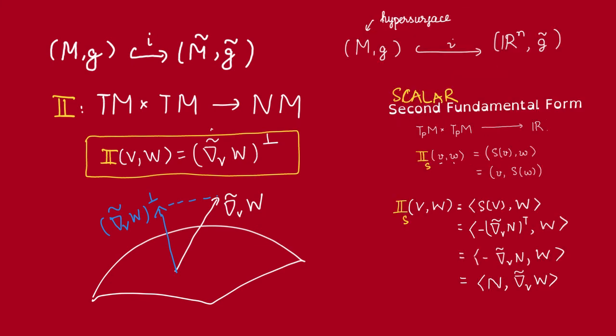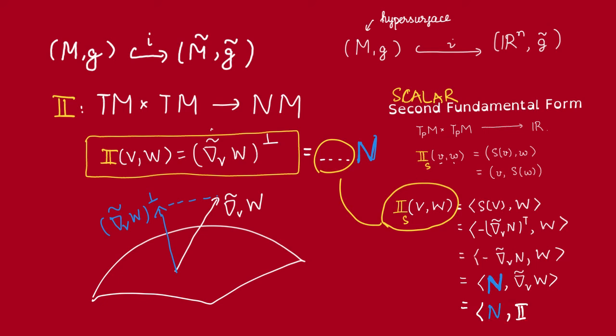Now in the specific case when M is a hypersurface in some Euclidean space, then at every point P, the normal space at P is just going to be one-dimensional. So we can choose a continuous unit normal vector field on M. And in that case, the second fundamental form always gives a scalar multiple of the unit normal. Now this scalar is called the scalar second fundamental form in that case. It's given by taking the dot product of the second fundamental form with the unit normal.